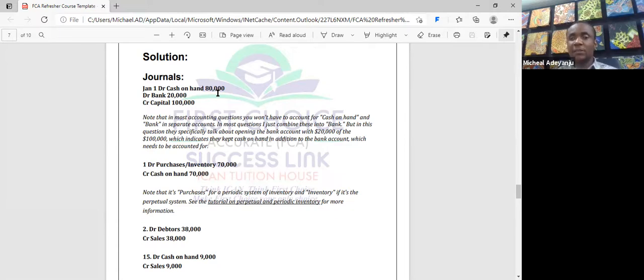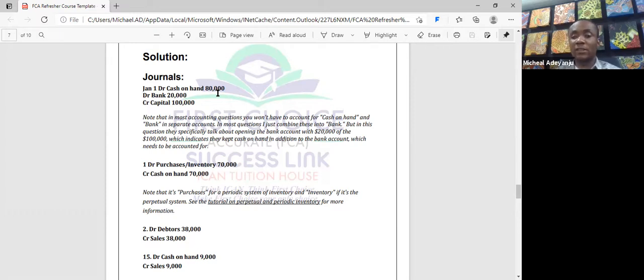But for this case, for your level, no. So we have to separate them: cash on hand is 80,000 naira and the bank is how much? 20,000 naira. So altogether it is 100,000 naira on the credit side, which is what we use to start up the business. Journal is that simple and easy going.